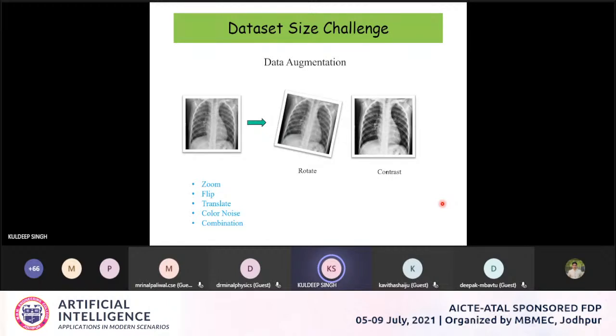Another solution to the data size challenge or the problem is data augmentation. We can create more images from a given image by performing certain operations like rotating the image, changing the contrast of the image, or performing a zoom operation, flipping the image. So certain image techniques we can apply for generating new images.